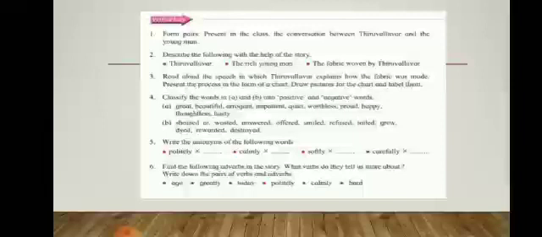Okay, now we will move to question number 6. Find the following adverbs in the story. Adverbs, remember, is a part of speech. The words which tell us something about the verbs. What verbs do they tell us more about? Means, about which verb they are telling us from the story.